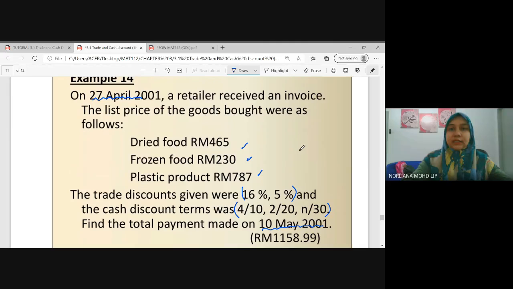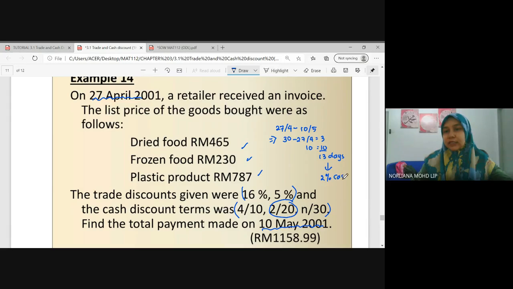Ha, kena kira lah berapa hari kan. 27 until 10 May. Berapa hari? 27, okay. Oh, berapa? 30? 3 days kan? 10? Okay, 30 days. 13 days. So, 13 days ada dapat cash discount berapa? 2%. Haa, 2% kan ni. 13 days, 2%.